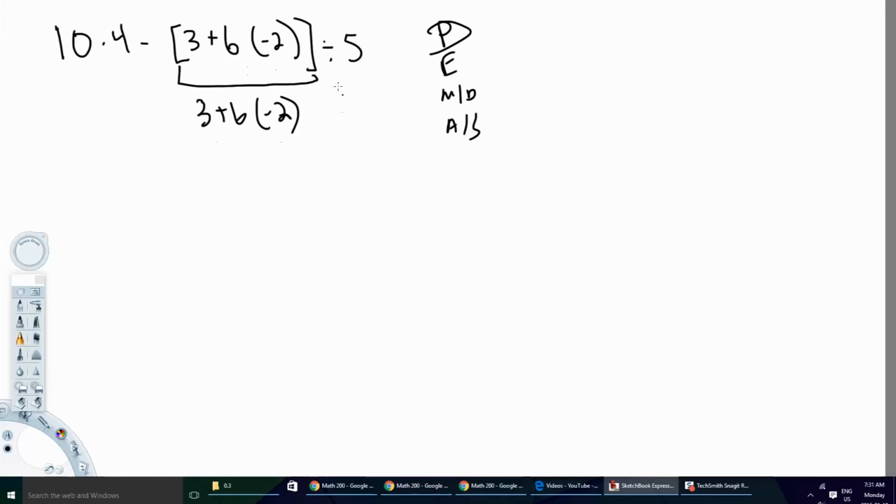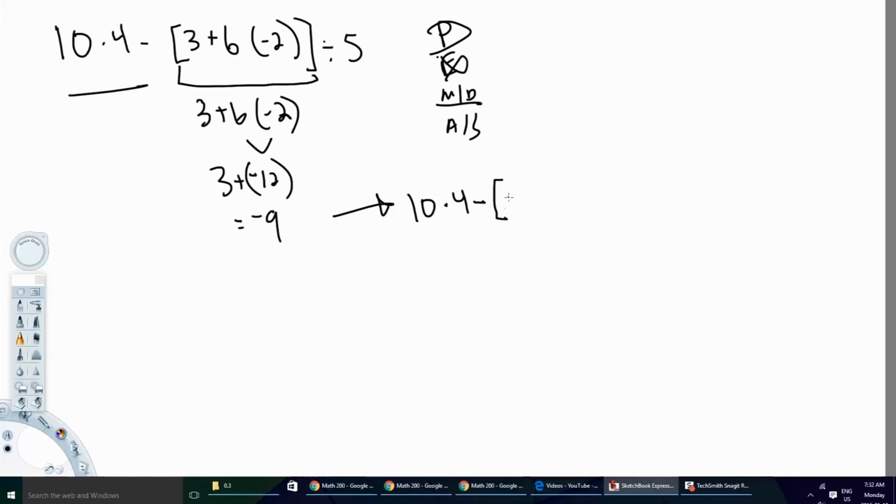So inside this parentheses, do we see any exponents? Nope. Do you see any multiplication division? I see one right here. So 3 plus 6 times minus 2. Negative and a positive make a negative. All right. 3 plus minus 12 equals minus 9. So let's rewrite this equation. 10 multiplied by 4 minus parentheses minus 9. So all this equals this divided by 5.